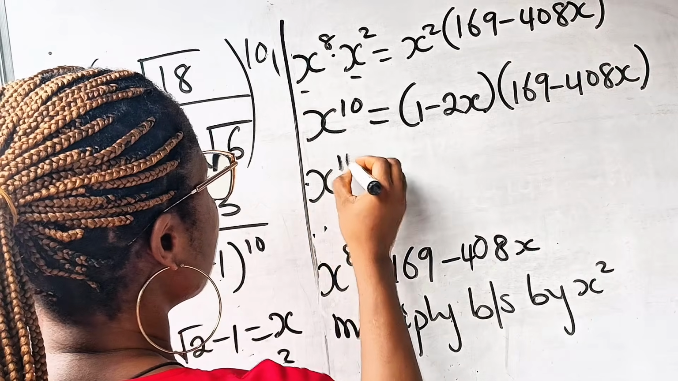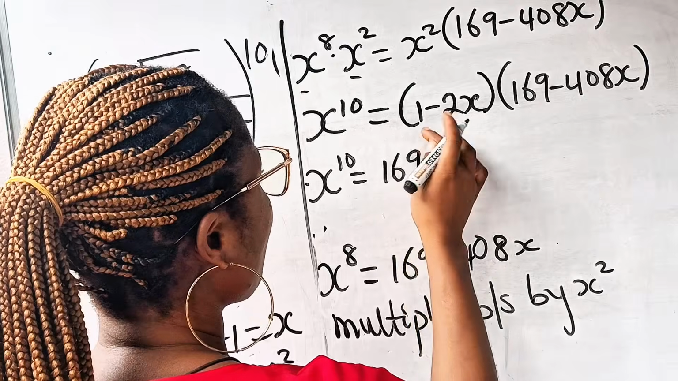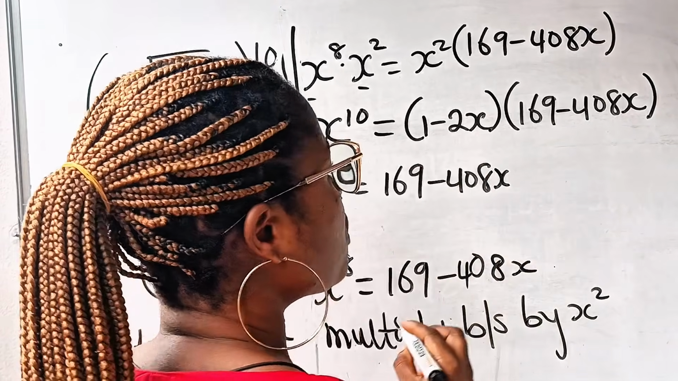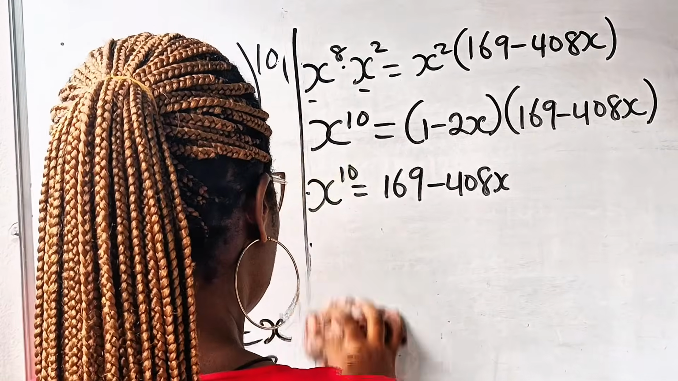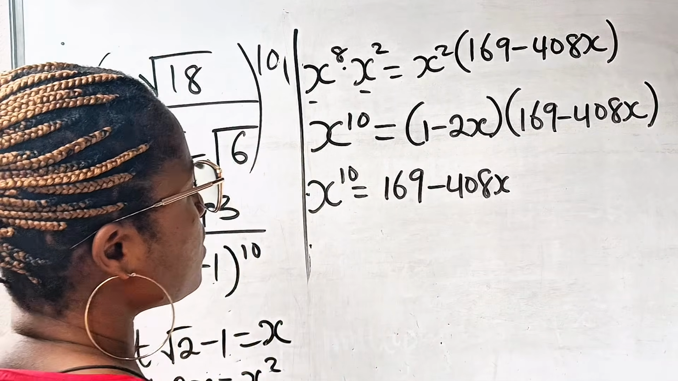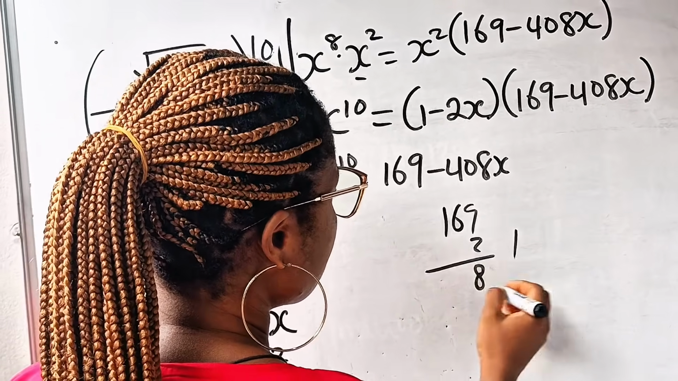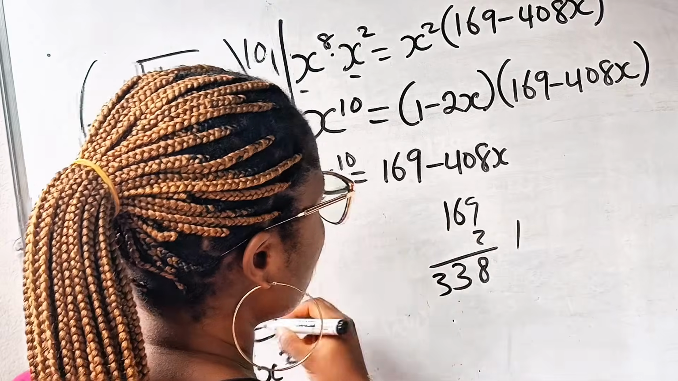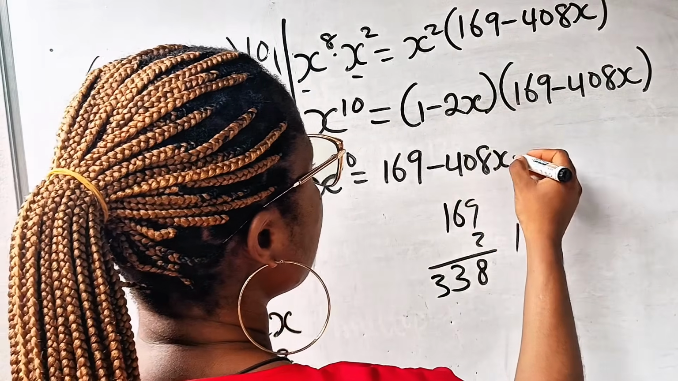So x to the power of 10 will give us 1 times this is 169. 1 times this is minus 408x. I'm trying not to make mistake, so pardon me if I become slower here. Now 169 times 2. 2 times 9, 18. 2 times 6, 12, 13. Carry 1. 2 times 1, 2 plus 1, 3. So we have 338. So now we have minus 338x.